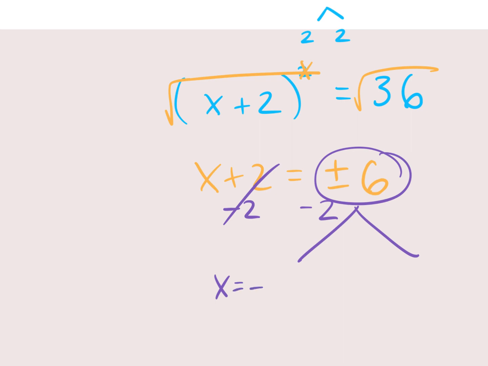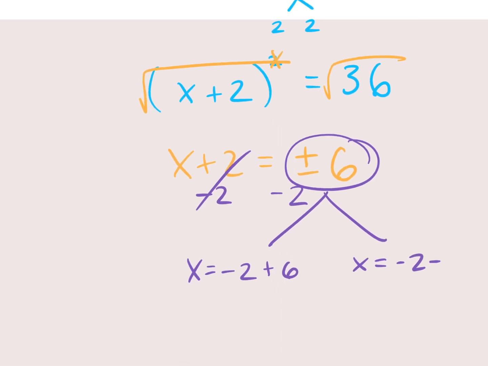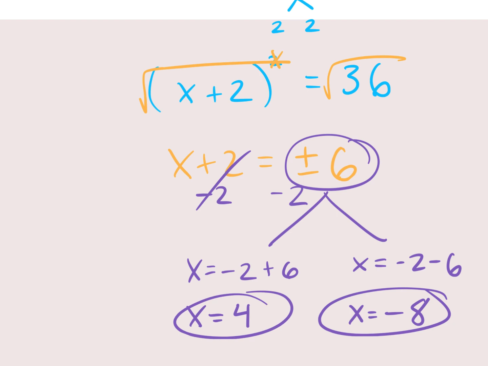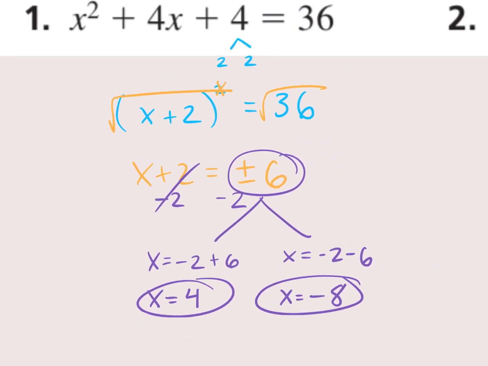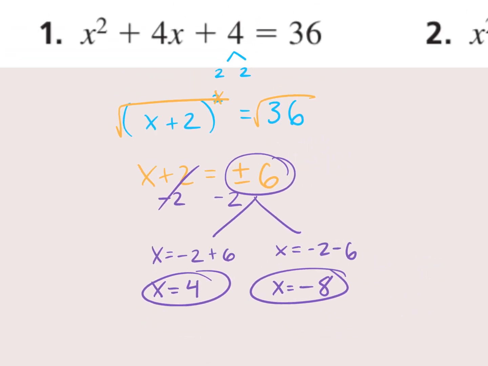So I have x is equal to negative 2 plus 6, and x is equal to negative 2 minus 6. So negative 2 plus 6 is 4, and negative 2 minus 6, negative 8. So those would be our two answers. Any questions there?